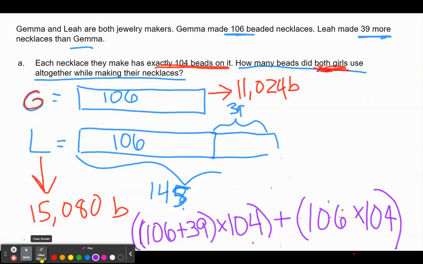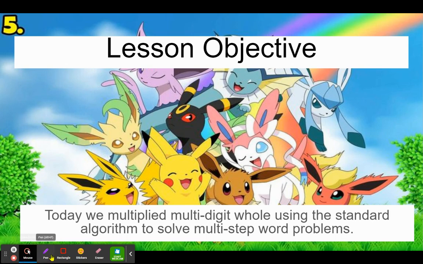All right. Thank y'all so much for joining me. Let's go over today's lesson objective. So today we multiplied multi-digit whole numbers using the standard algorithm to solve multi-step word problems. And we had a lot of steps in this word problem.